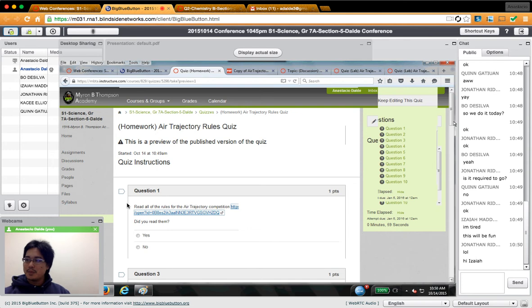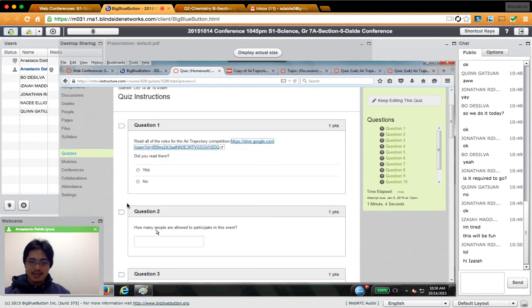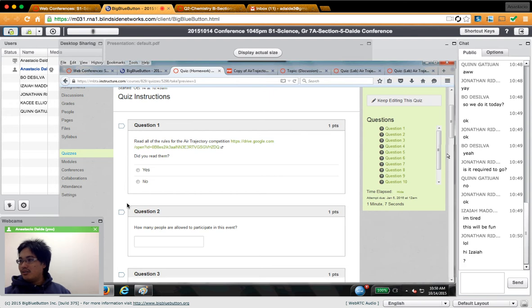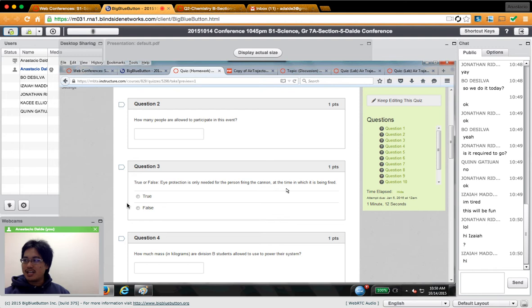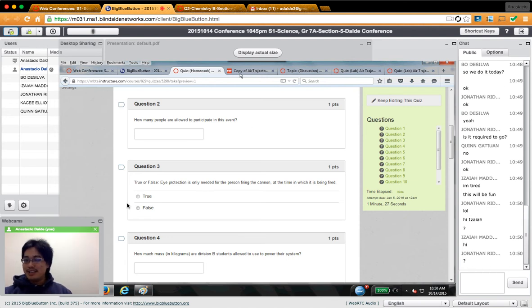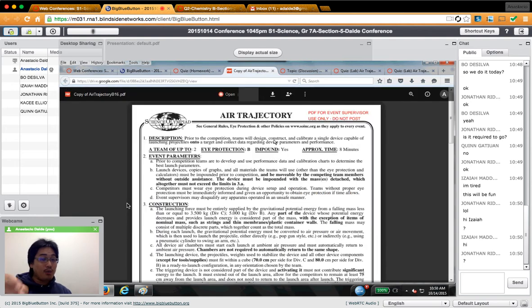All right. How many people are allowed to participate in this event? Oh, true or false? Eye protection is only needed for the person firing the cannon at the time which is being fired. How much mass in kilograms are Division B students allowed to use to power their system? Where would I find the answers to any of these questions? Maybe in the rules that you just told me that you read.